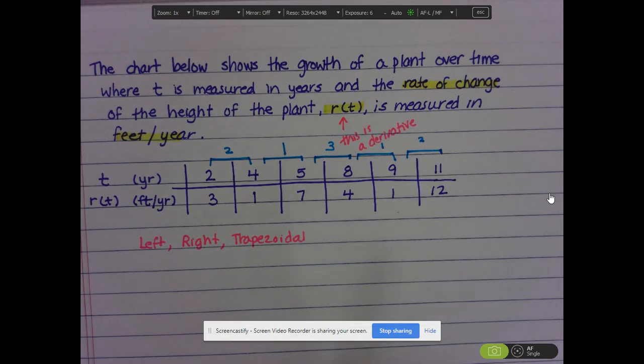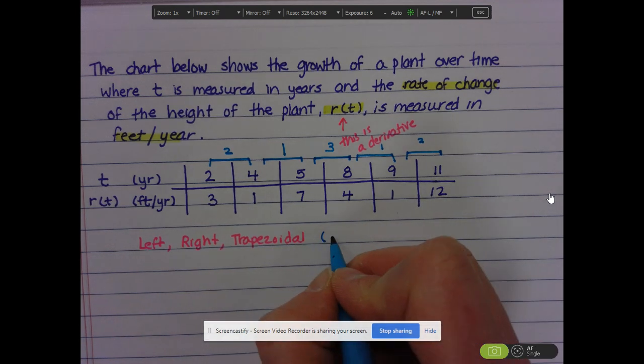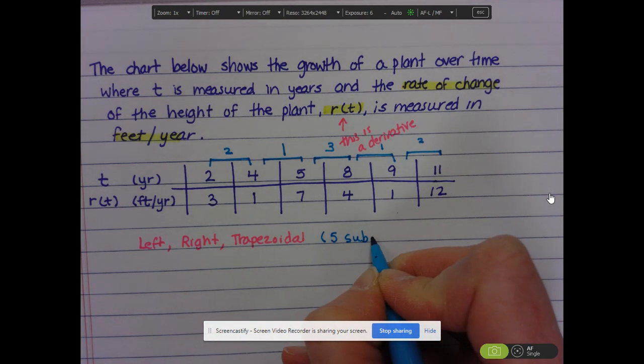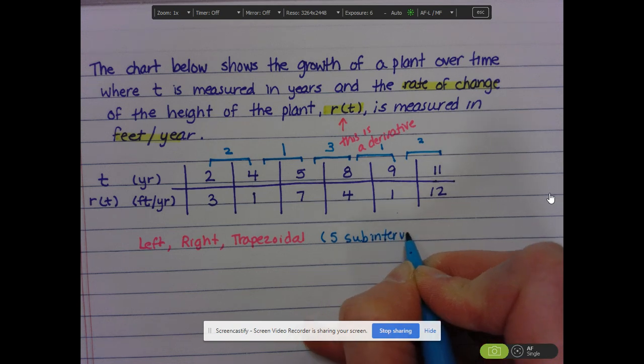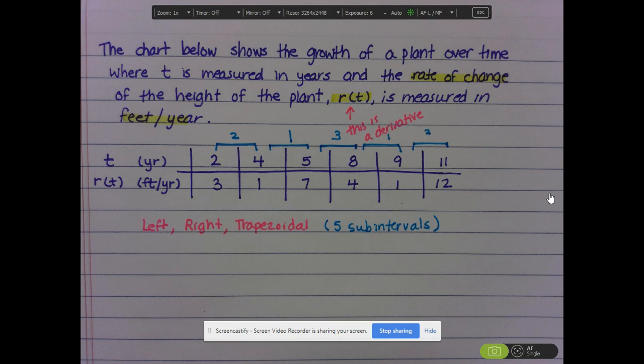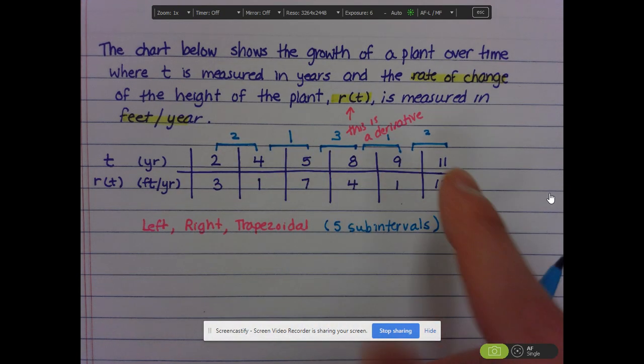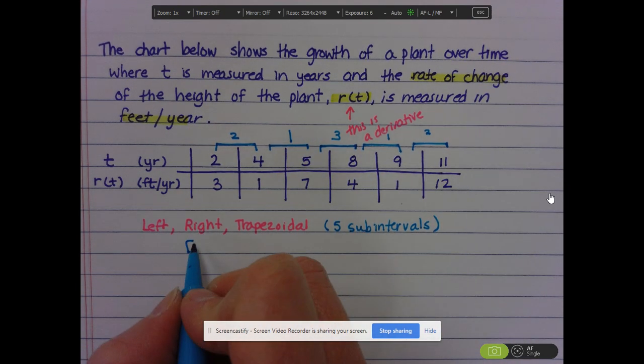Now, I'm still going to draw out my left, right, and such. Oh, yes, you do need to know that you are using 5 sub-intervals, is what you will be told. They usually won't say 5 rectangles because if we're doing trapezoids, we're not using rectangles. So I know I'm going to break this up into 5 sub-intervals. Here's my 1, 2, 3, 4, 5.